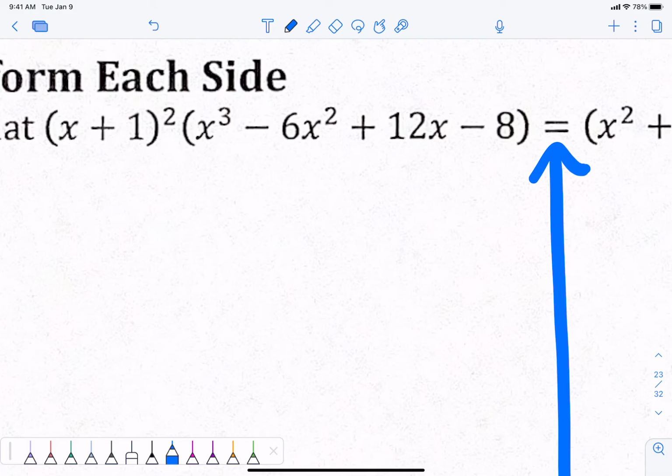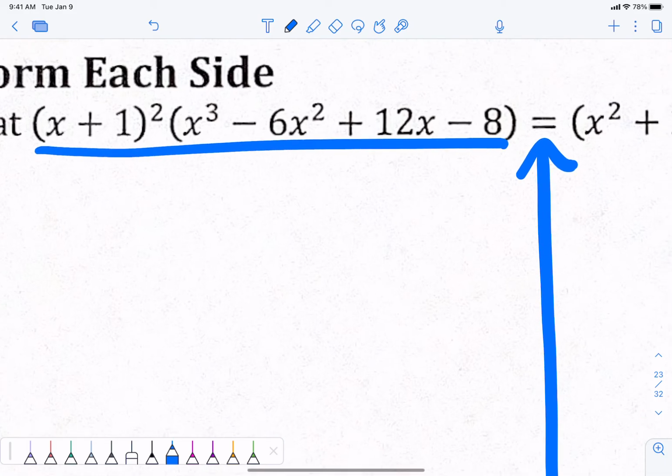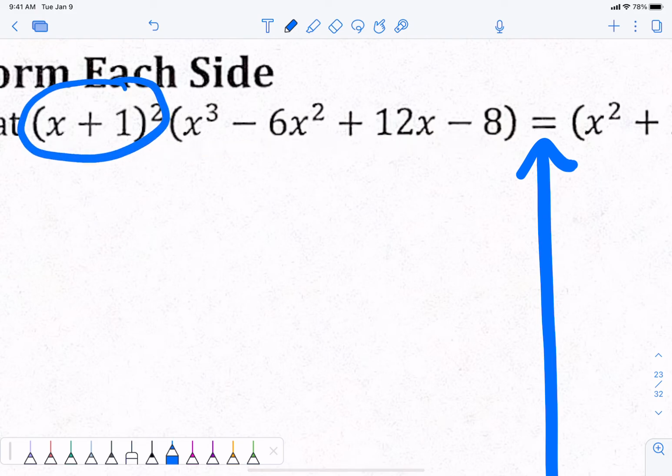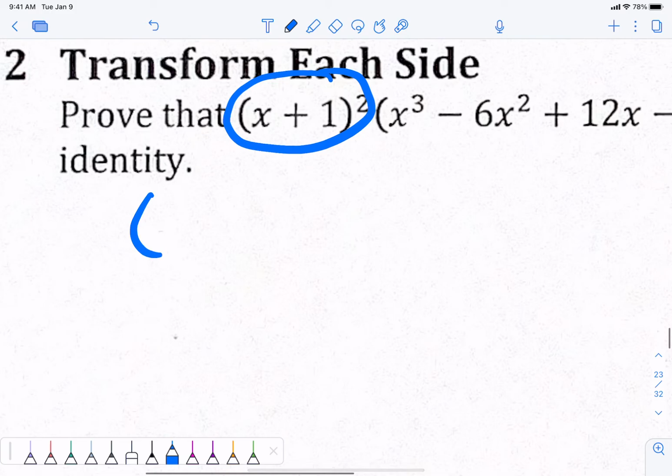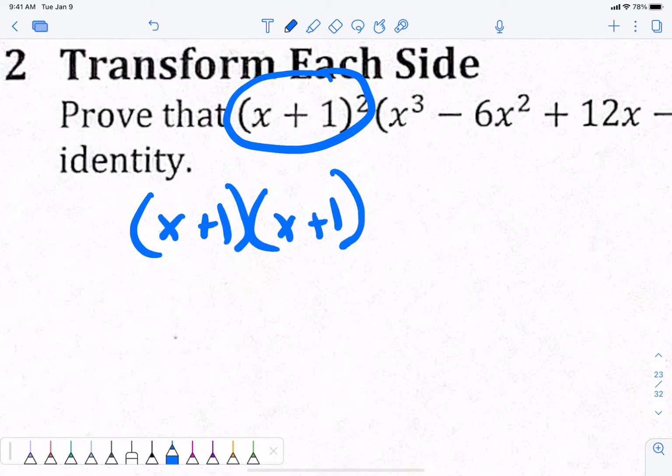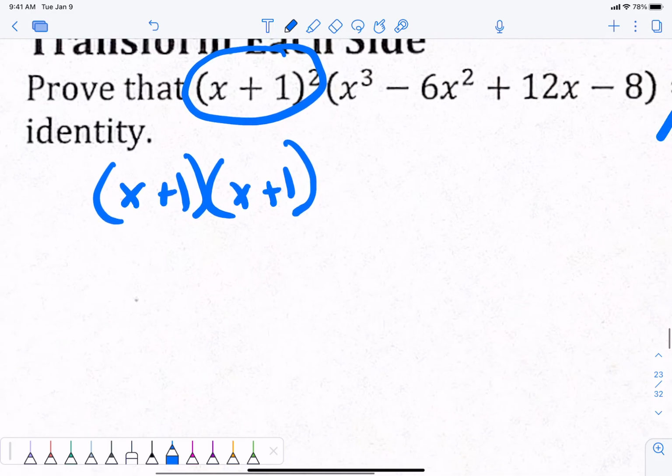There's the equal sign. What do you want to work with on this left side? The x plus 1 squared. X plus 1 squared. So let's pick on this thing. Let's figure out what it is, okay? So x plus 1 squared is x plus 1 times x plus 1, right? Okay. So x plus 1 times x plus 1. We're going to FOIL it.